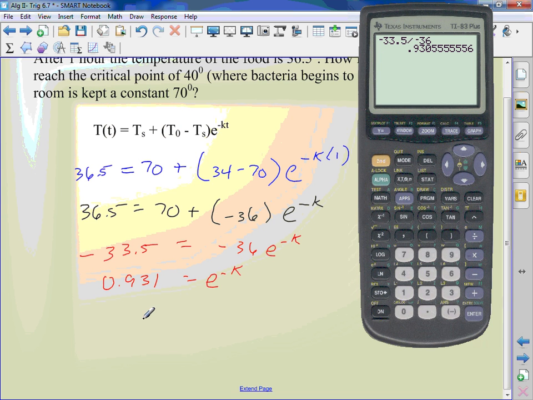I take the ln of 0.931. That gets rid of the e. Negative 0.0715 equals negative k. That should be a 5, sorry. So k is, yeah, I can't read today. 0.071. So k is 0.071.